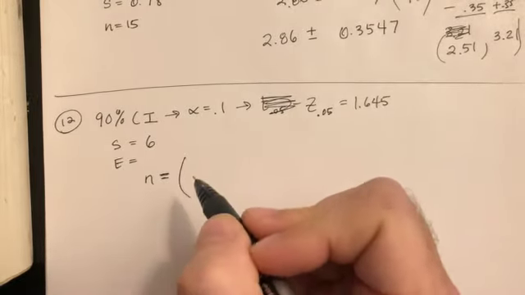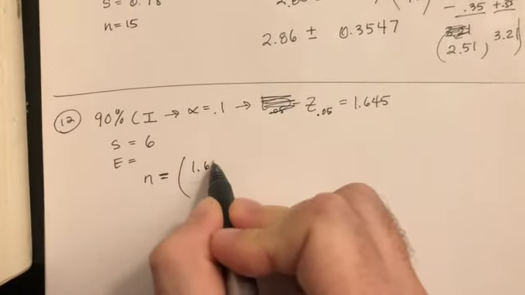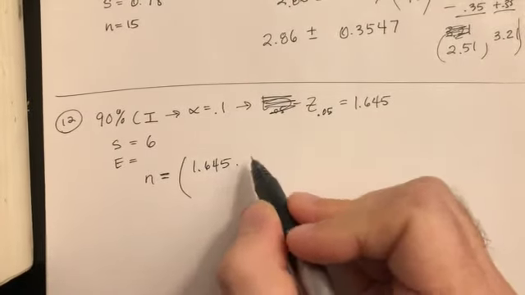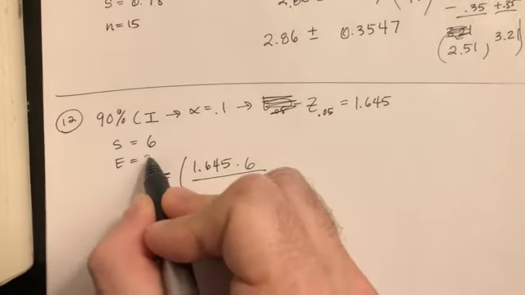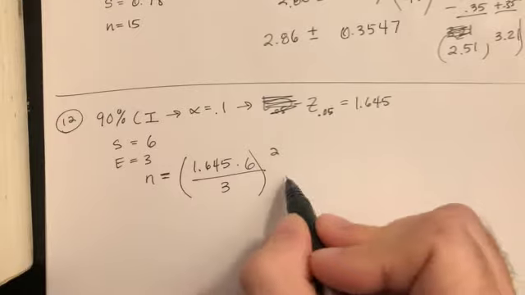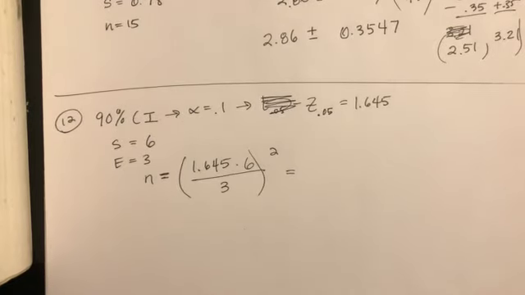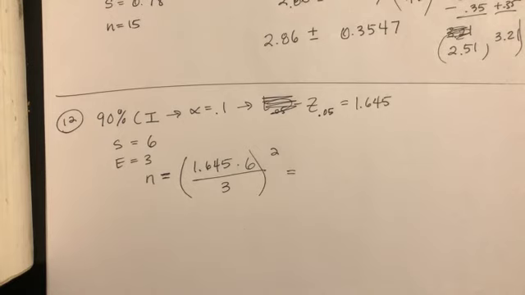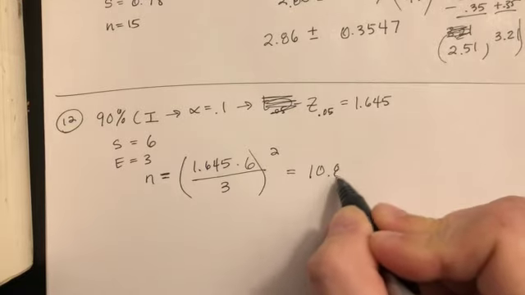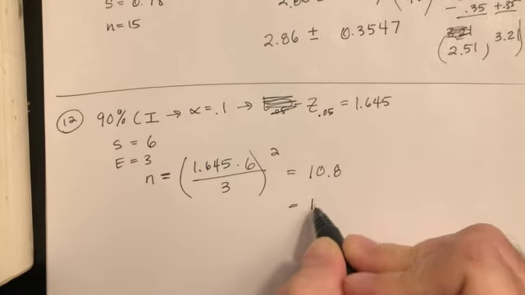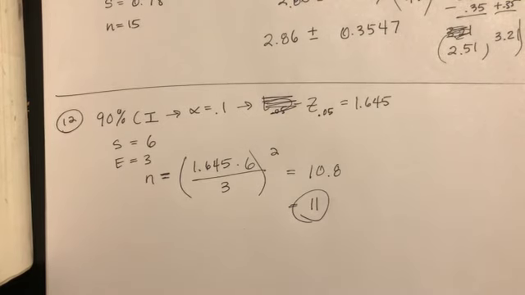So let's try something. 1.645 times the standard deviation, which is 6, divided by the error, which is within 3 ounces. We're going to square that. See if this works out. So parentheses 1.645 times 6, and then divided by 3, close parentheses, squared. That gives me 10.8, which is going to round up to 11. And that is the correct answer.